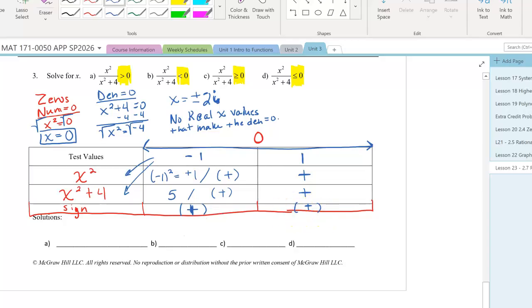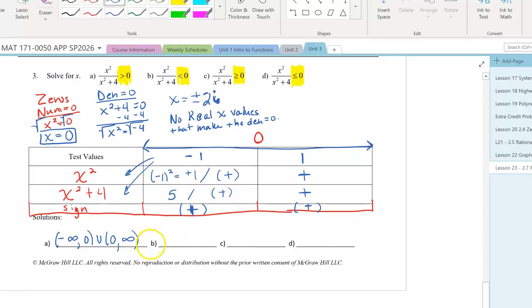So now let's think about our solutions. If we want to know just where the function is positive, you might be tempted to say all real numbers. But remember that when x is 0, the whole function would be 0 over 4, which is actually 0. So that's not positive. So for A, we would have to leave out 0. So I would say from negative infinity up to 0, union 0 to infinity.